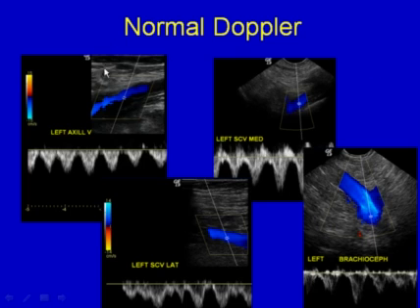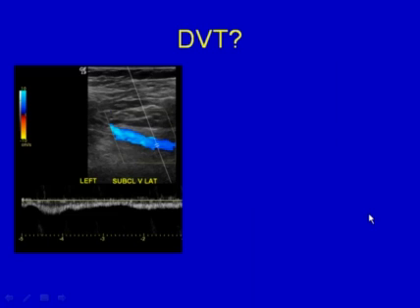The normal spectral tracing is similar to what we saw on the legs, especially if you're further out in the arms. You can see it's pulsatile and comes back towards the baseline. Sometimes you'll see a little bit more variability, and some of that has to do with the cardiac pulsations that are also reflected in these vessels. But you can see nice pulsatility all the way from the axillary vein through the subclavian vein and into the brachiocephalic vein here. All right, so is there a DVT here?